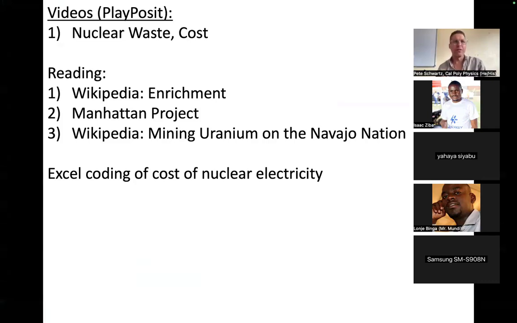This is our preparation: nuclear waste, and then you had some reading. And we had this Excel coding, cost of nuclear electricity. Okay, so what I'm going to do today is go through and explain some of the concepts in the videos and the reading, and I'm going to take you through the Excel coding assignment, and you can finish it tonight.